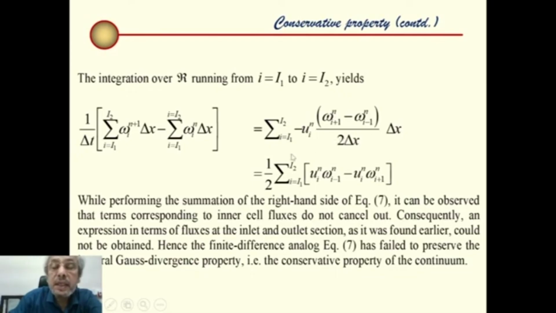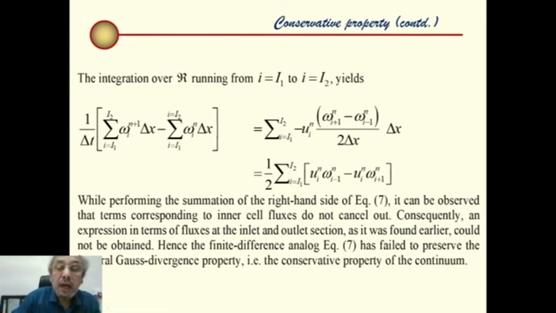And we can see the right hand side fluxes. If we apply summation I equal to I1 to I2 on such fluxes, ui omega at I minus 1, ui omega at I plus 1 at nth level. And if we keep on substituting I equal to I1, I1 plus 1, I1 plus 2 up to maybe I2 minus 2, I2 minus 1 up to I2, then we will see that intermediate fluxes will not get cancelled out.